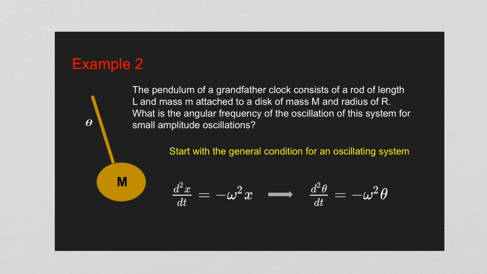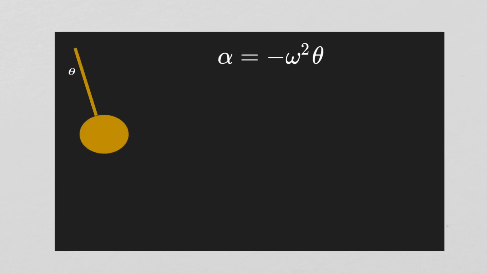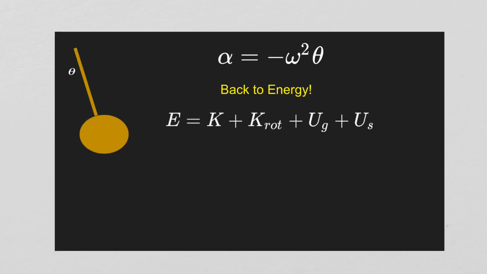Now in this case, instead of linear position, we're going to use angular position, which is theta, and you know that d squared theta dt squared is alpha, your angular acceleration. Oh wait, now we need acceleration. So how do we find accelerations? Well, the same way we've been doing them in this class, with energy. So we'll start by writing the energy equation.